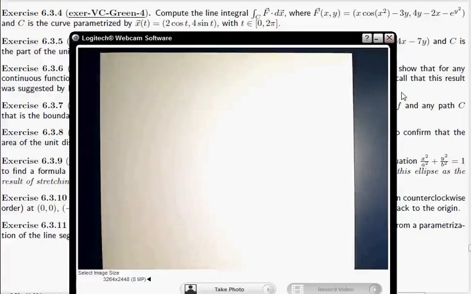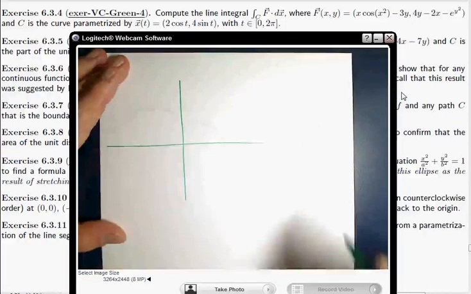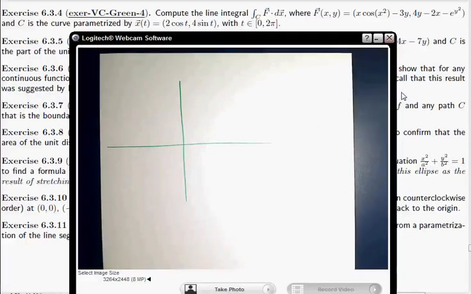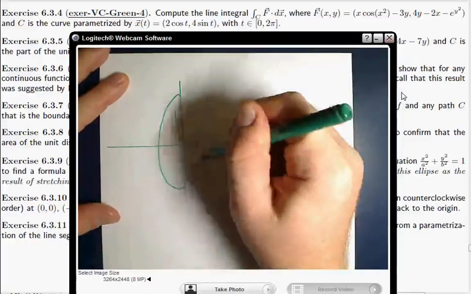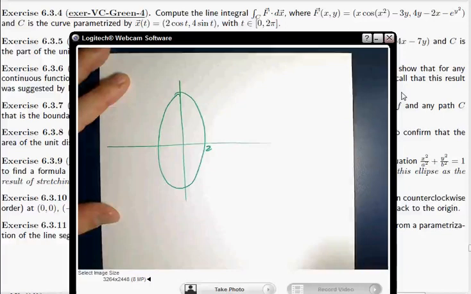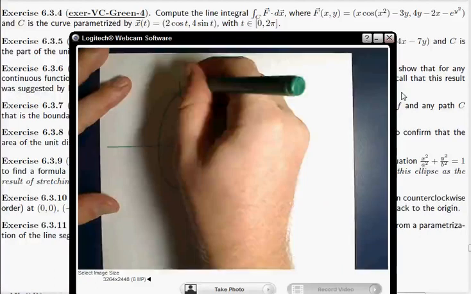Now, in order for Green's theorem to apply, you have to make sure that your curve is a closed curve, because it's got to be the boundary of some region. Is that the case here? Well, t goes from 0 to 2 pi. The curve is sines and cosines. In fact, this is exactly an ellipse, where the x radius is equal to 2 and the y radius is equal to 4.